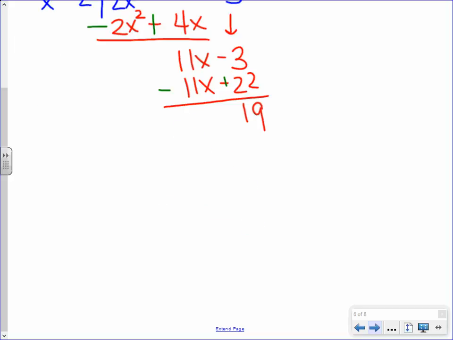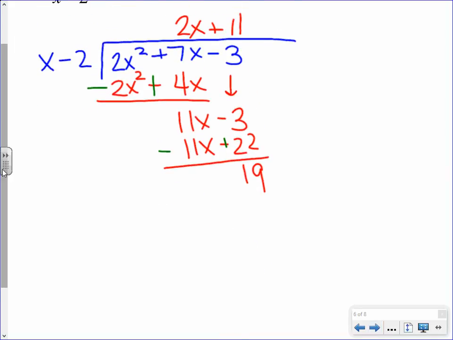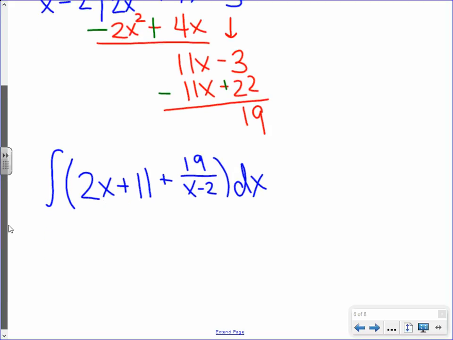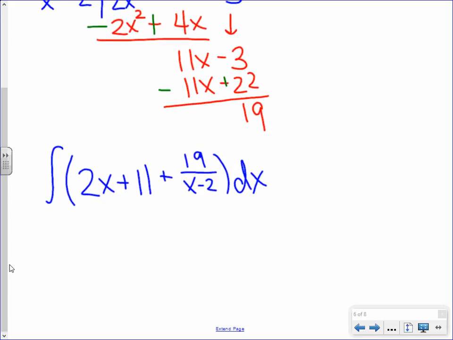Let me remind you how we write this. When we take the division, we are going to have our quotient, 2x plus 11, and then we take our remainder over the divisor. So now this is the integral that we are working with.